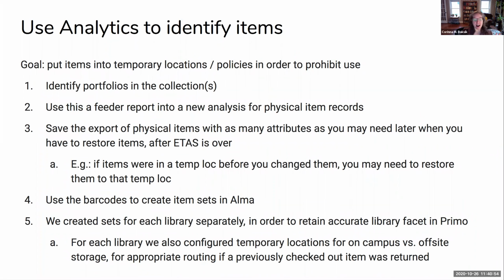Okay, so I'm probably going to zip through this real fast, but I did want to put it all here in case anybody is using this. As I mentioned, for every link that we add to ETAS, we have to make sure that our physical copies are unavailable. So we have to identify what they are, and how we're doing it is that we're putting them all into temporary locations with temporary item policies. But in our case, it was very challenging to identify all the items because we had 2.3 million records to deal with.